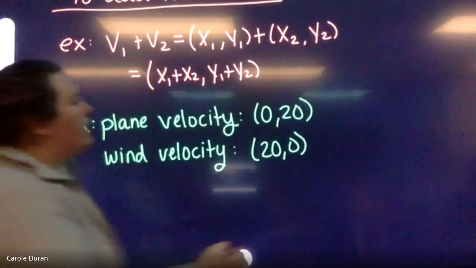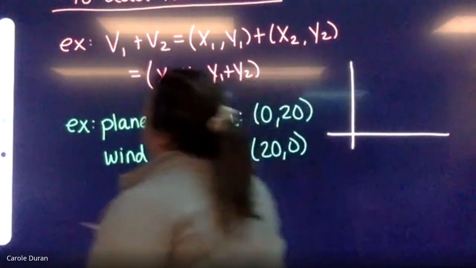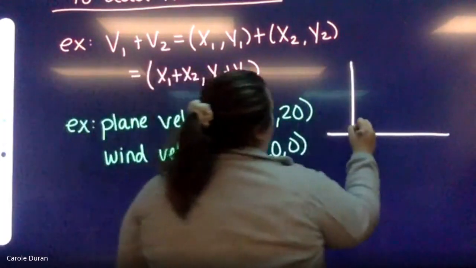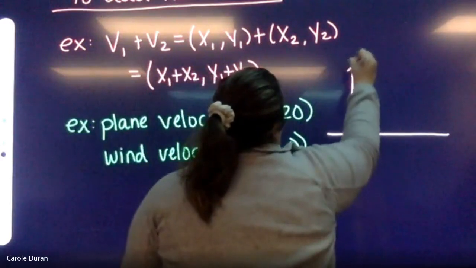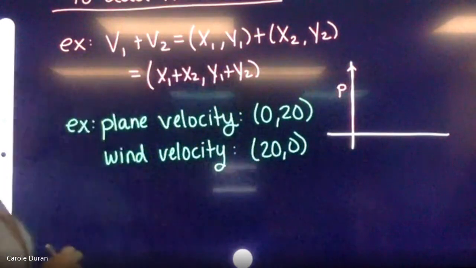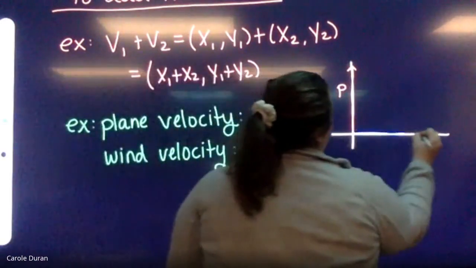Of course, I want to draw this so I can see what it's looking like. So from 0, 0, my plane is at the point 0, 20, which means it went straight up the y-axis. So that's the plane P. The wind, however, was at 20, 0, which is on the x-axis.